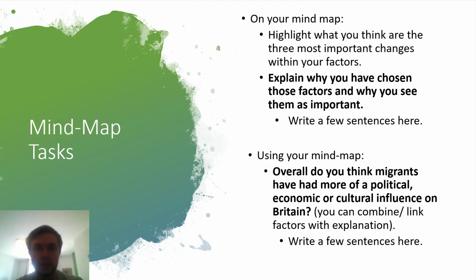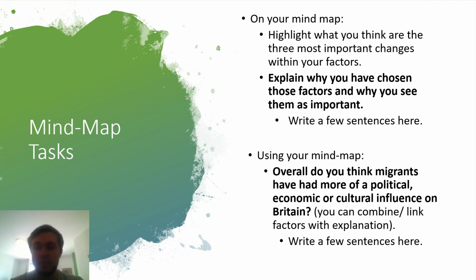So hopefully now you've completed your mind map from the previous slide, and using your mind map now, I'd like you to complete the tasks on the right. So the first thing to do is highlight the 3 pieces of information that you think are the most important ways migrants have influenced Britain. They can be from any branch, but 3 things that you think are the most important piece of information that have changed Britain. And then just a sentence or two, why have you chosen those factors above other factors? Why have those changes been more significant, more important than some of the others?